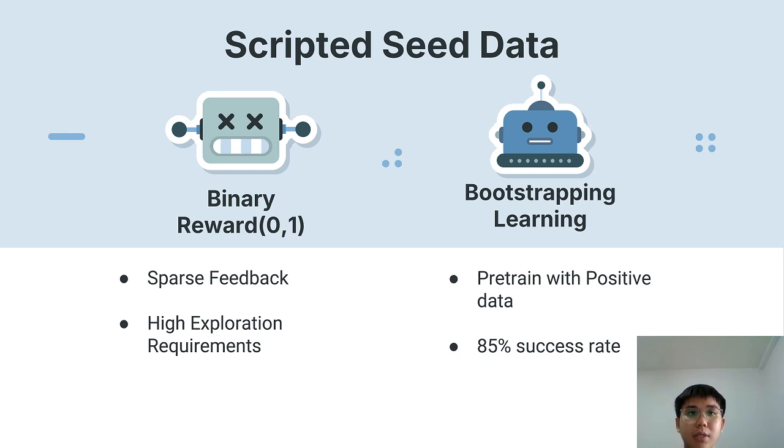The author stated that binary reward will complicate the learning. It is because the reward is only given upon successfully grabbing the object. Thus, the model does not know the success of each grasping, so it can only learn when it successfully grasps. Thus, it will require a lot of exploration. Therefore, the authors used bootstrapping to overcome the problem. They fed only positive examples with an 85% success rate into the model.